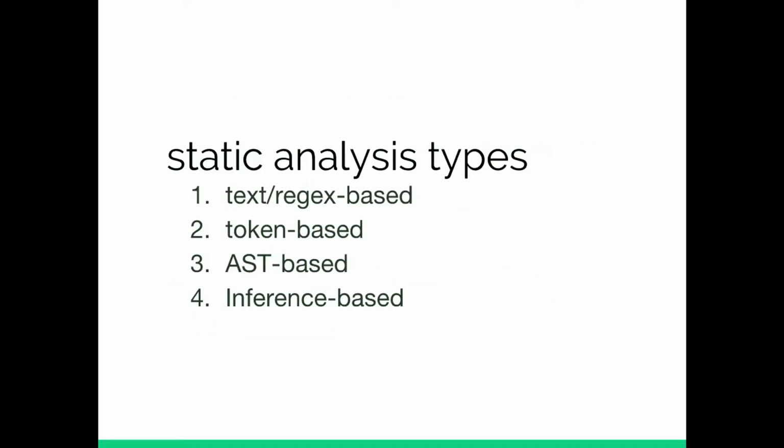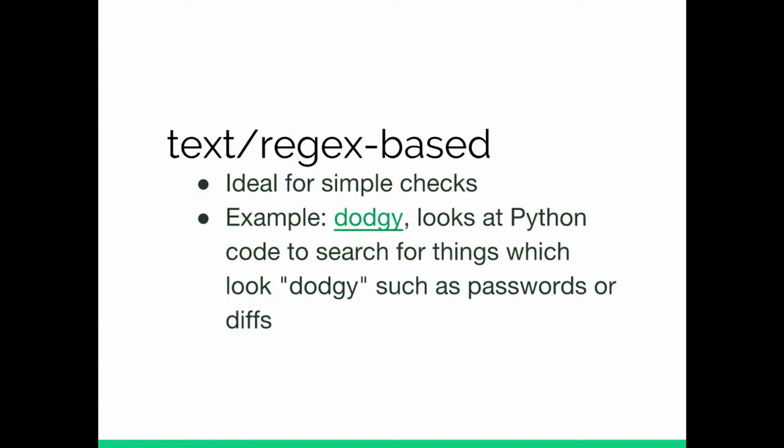And there are many kinds of static analysis types, mainly these four. First, the simplest one is text or regex-based static analysis. So you just check for a regex against your code, or if the code contains something. For example, there's a linter called dodgy that looks at Python code and finds things that look dodgy, like passwords or diffs.